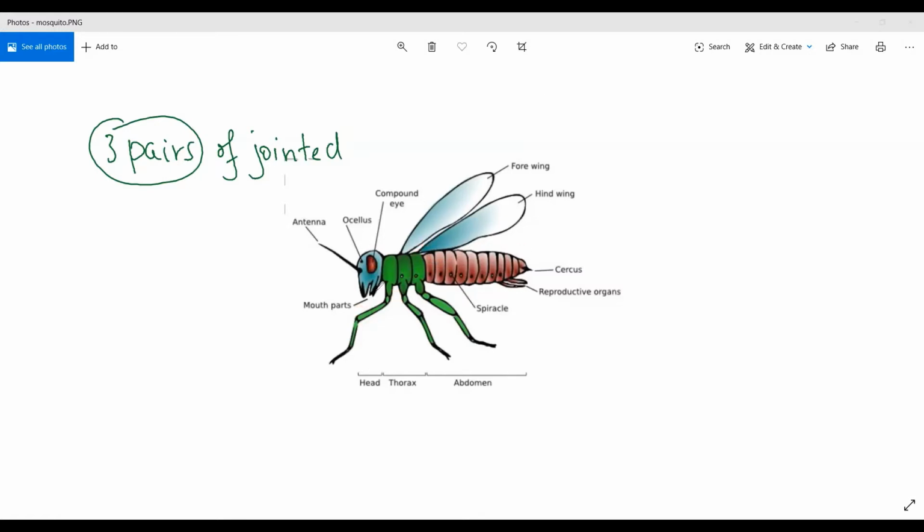The first segment is the head. The second segment, this green one, is called the thorax. The thorax is another word for chest. And the last segment is the abdomen. Don't look at the details on the drawing, please. So here are the segments of insects: head, thorax, and abdomen.